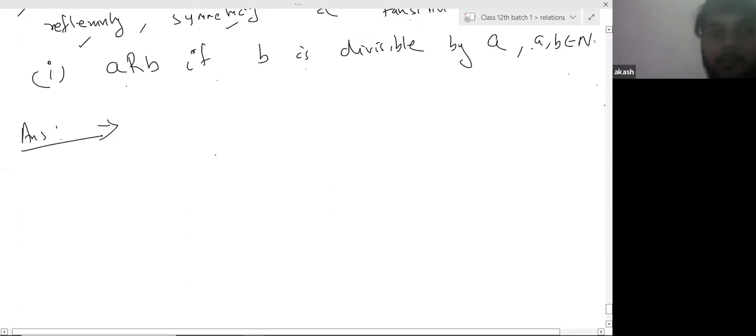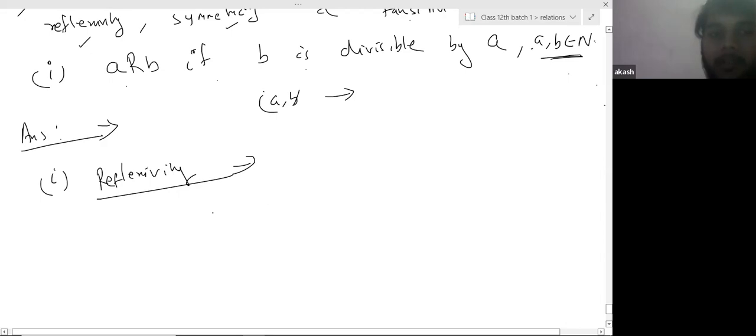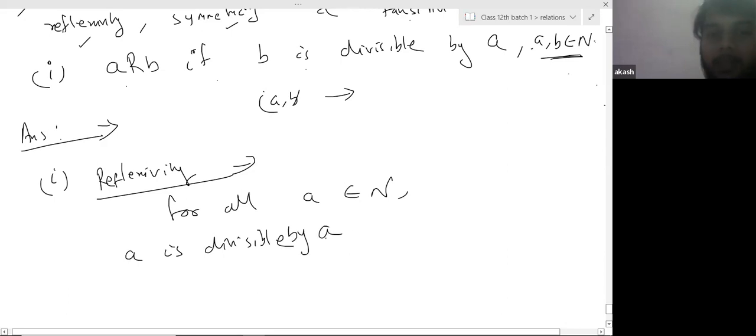Okay, the question is clear, everyone. If B is divisible by A, then (A, B) will be in the relation set, and this set is from natural numbers. So for reflexivity, we know that for all A belonging to natural numbers, A is divisible by A.